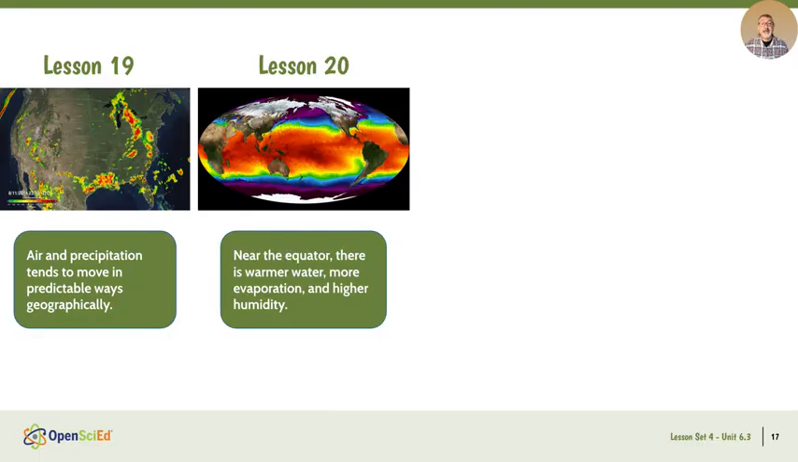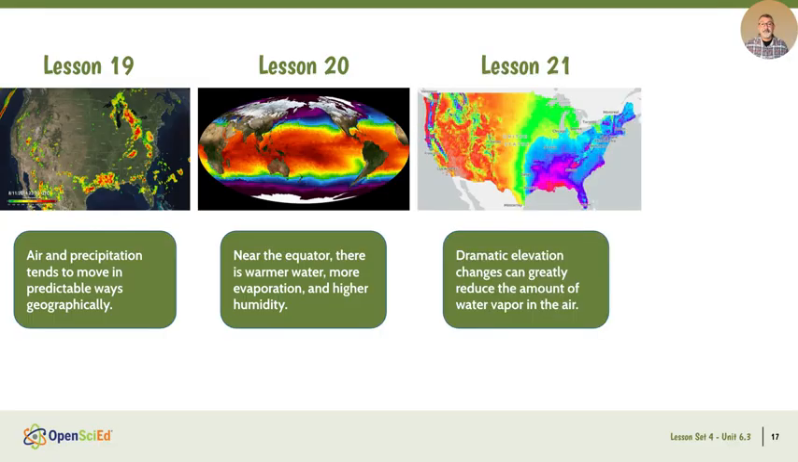In Lesson 20, students gather information about how oceans affect local weather patterns and figure out that the ocean is warmer near the equator, that ocean currents bring warm water towards the poles, that more evaporation of water occurs near the equator, and that temperature of the ocean affects the humidity of the air moving over it.